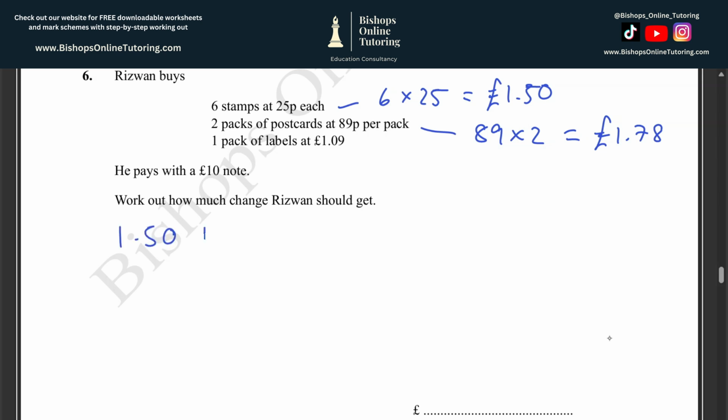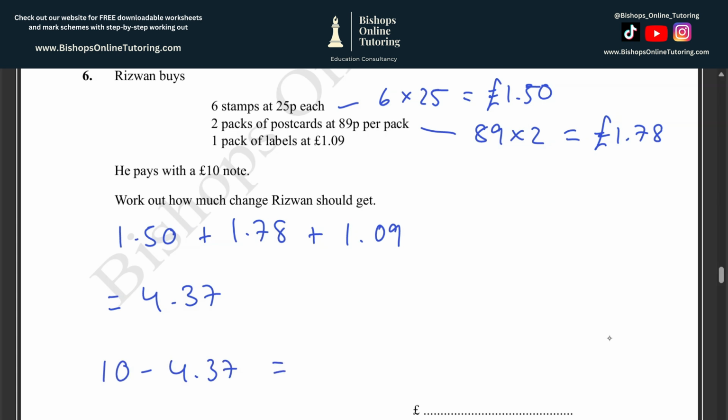So £1.50 plus £1.78 plus £1.09 gives us a total of £4.37. Now let's do 10 take away £4.37 because we're trying to work out how much change Rizwan should get. And the answer for that is £5.63. And that's our answer, £5.63.